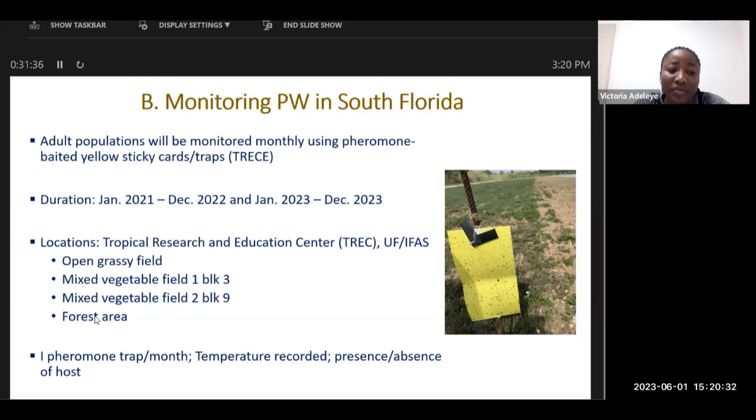And then a few months ago, I placed another one in the forest area, where we think the non-hosts may be present or not, just to have an idea of what's going on there. Every month we replace the trap, but sometimes the pheromone traps are changed bi-weekly depending on how dirty the traps are. Each time, the temperature is recorded, and we also take into consideration the presence or absence of the hosts around these areas.